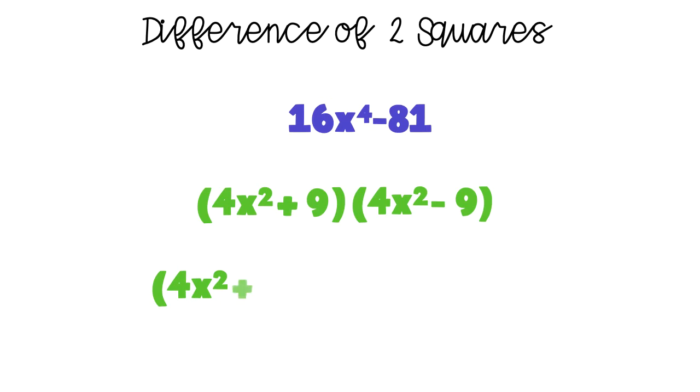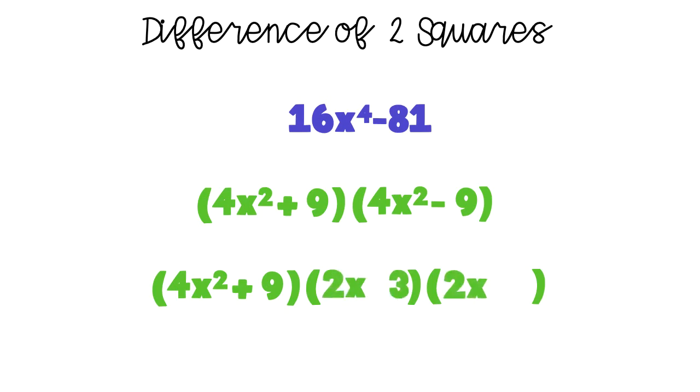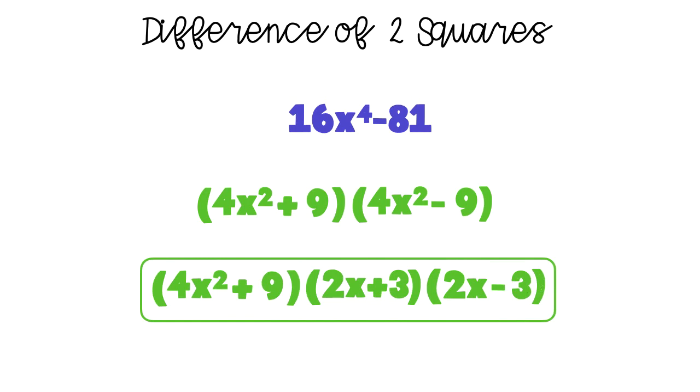So I'm just going to go ahead and rewrite the next piece. There's nothing wrong with it. However, the second set of parentheses can be broken apart even further. Go ahead and take the square root of the front, put it in the front. Take the square root of the back, put it in the back. One gets a plus, one gets a minus. Now that is my final answer.